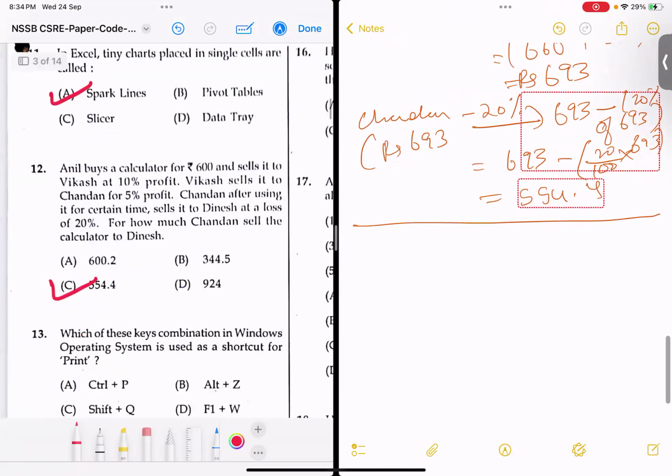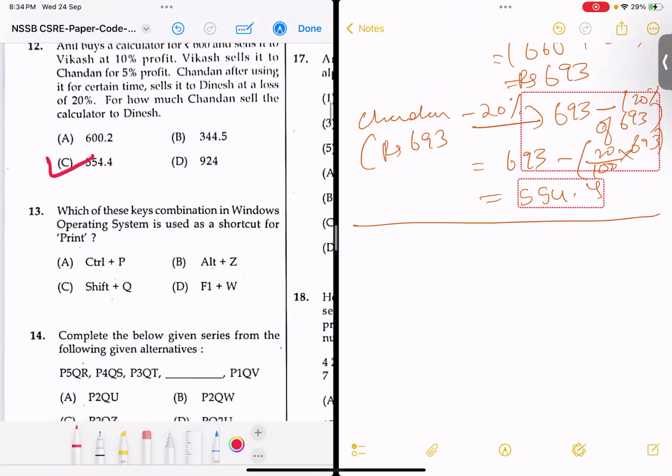Question number 13. Which of these key combinations in Windows operating system is used as a shortcut for print? Now we all know that in order to print something in computer, we simply use Control P, right? It is a very direct question and quite an easy one also. So if we press Control plus P, we are going to print that document, okay?